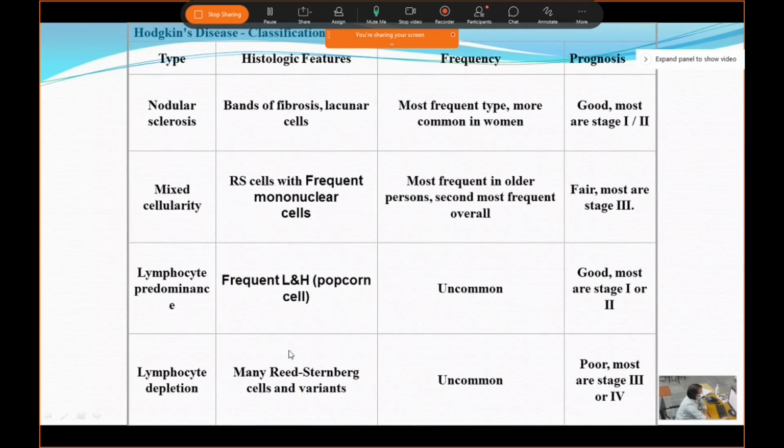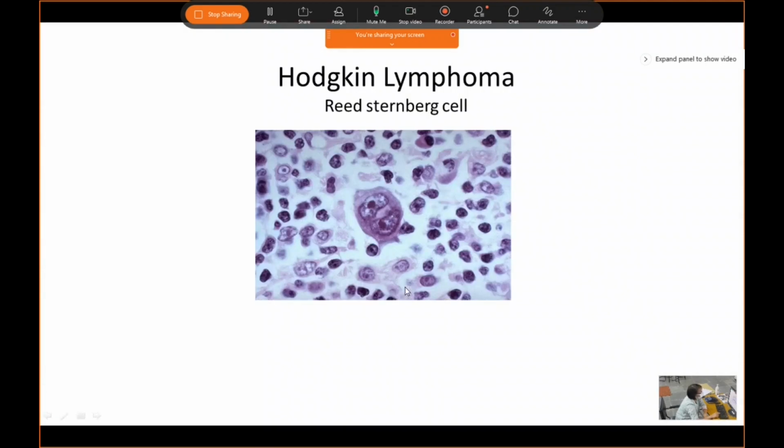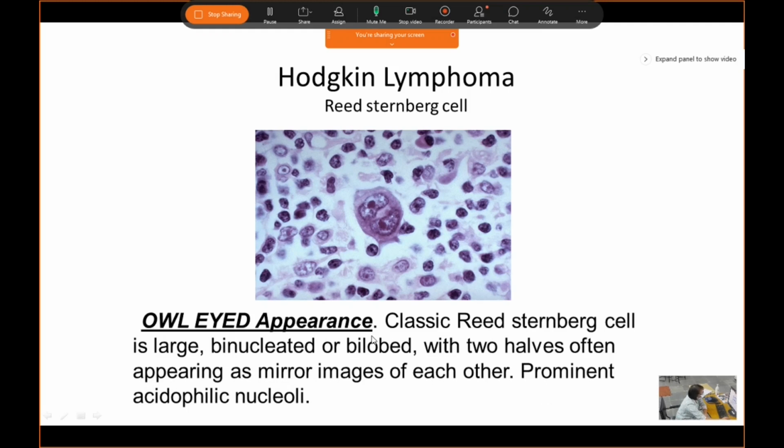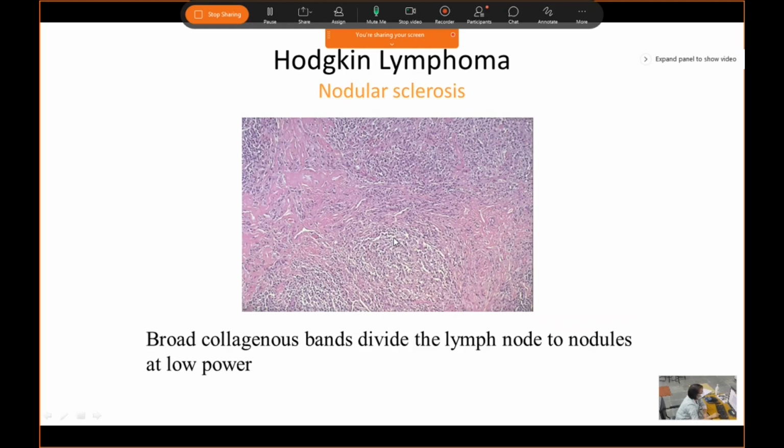This is Hodgkin's disease, extremely important. Please go through this table, and you have to know how to draw a Reed-Sternberg cell. This is owl-eyed appearance, binucleated, bilobed, with prominent macronucleoli which are eosinophilic in color, mirror image of each other. Okay, so these are the points we want you to learn on Reed-Sternberg cell.